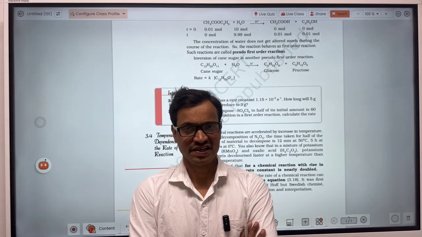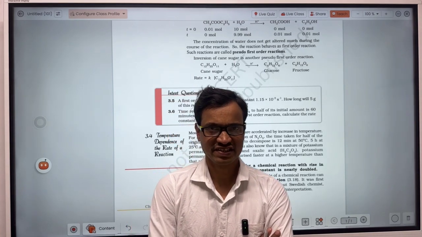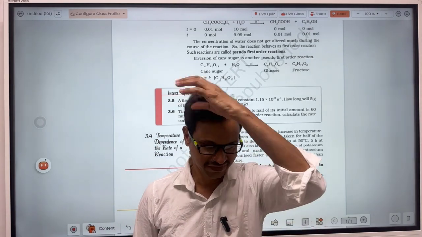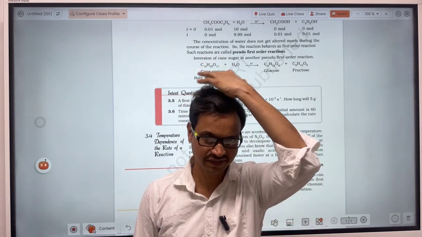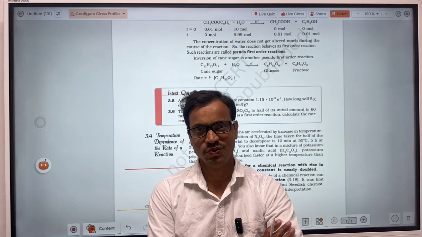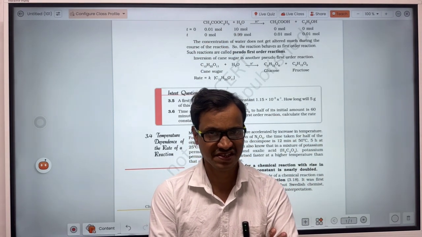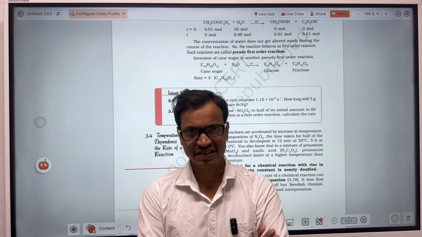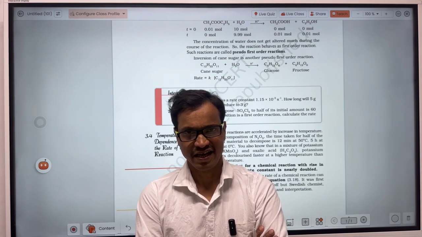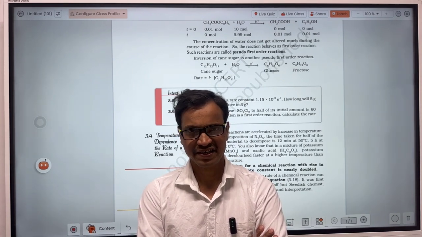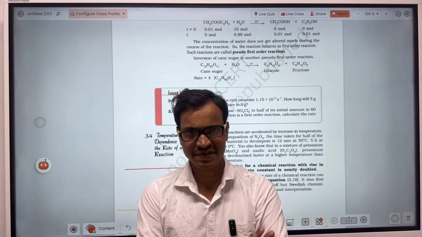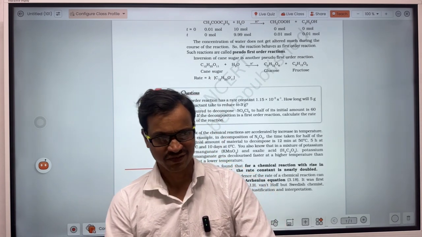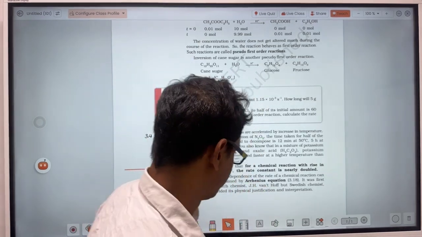That means, on increasing the temperature, will the rate of reaction increase or decrease, and if it increases, by what value, and if it decreases, by what value? Generally, on increasing the temperature, the rate of reaction increases, and for every 10 degrees Celsius rise in temperature, the rate of reaction becomes double. Why is that? We will discuss.